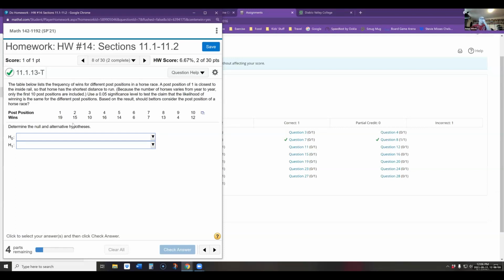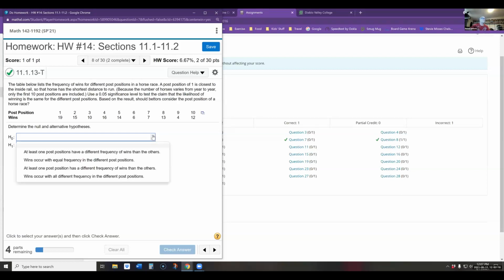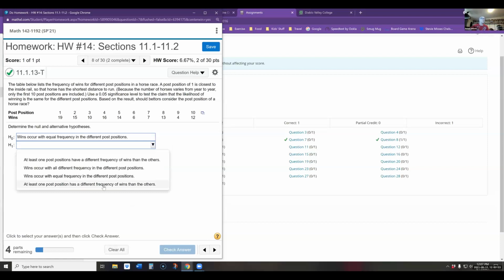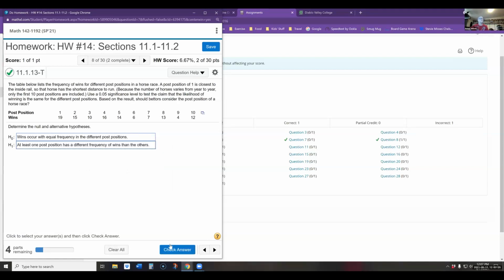So we're going to test whether the position you were put in at the post of the race is all equally likely to still win the race, or whether we think maybe if you're in first place, you win more often because that's a better place. That would make them not equally likely. So as in the last problem, the null hypothesis is that wins occur with equal frequency in the different post positions. And then at least one position having a different frequency would mean that that's not true. And they want that test statistic.